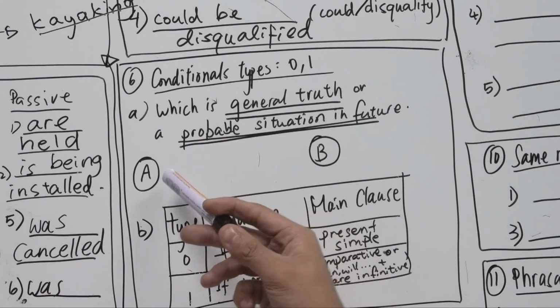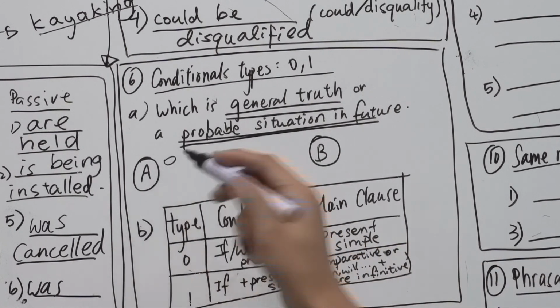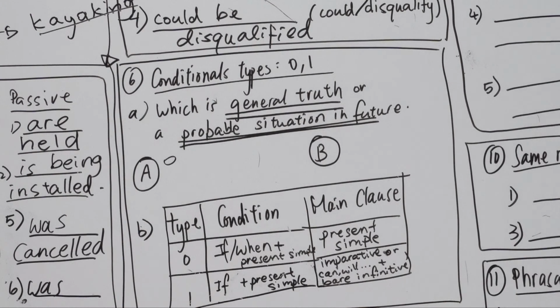So what type of condition is this? 0 or 1? 0, right? So I'll just put 0. You can put 0 as well if you want. Okay.